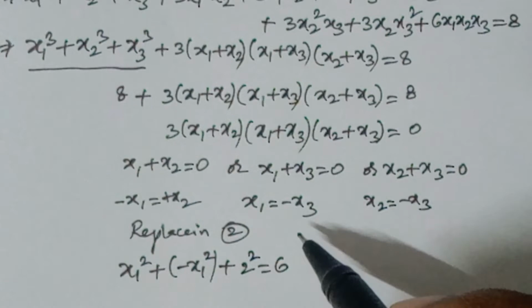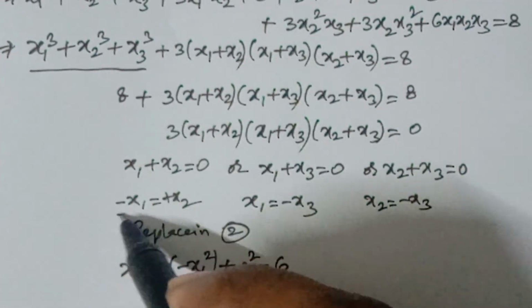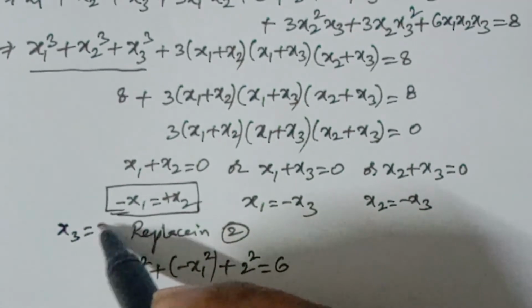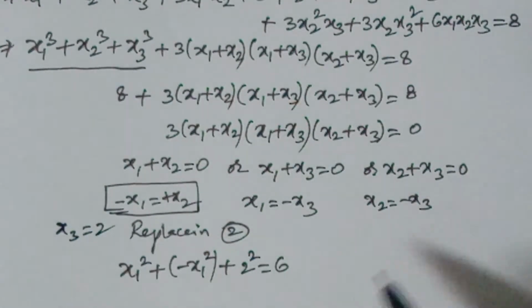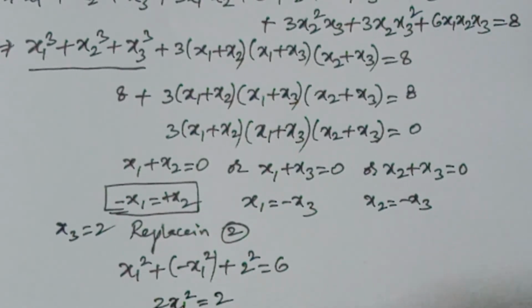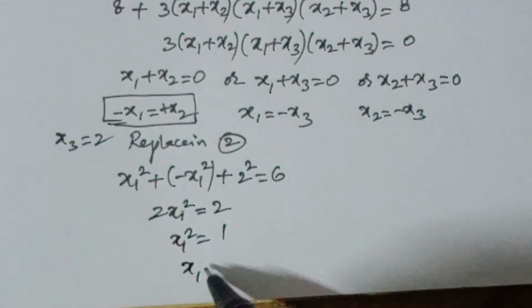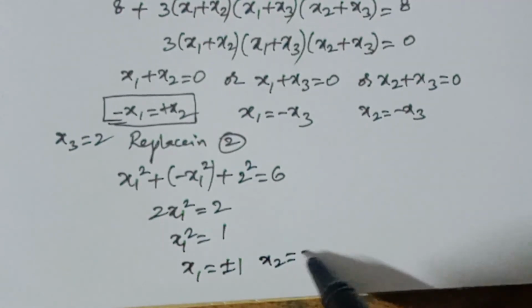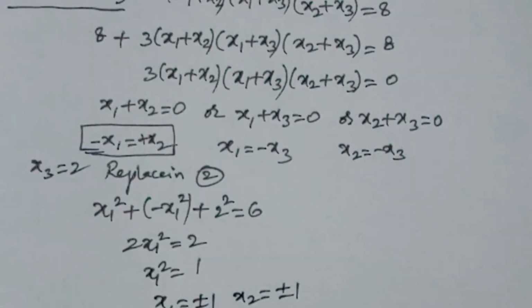Okay. So here if you get from the first one, the x3 value will be 2. If you replace this one, the x3 value will be 2. So here 2x1 square is equal to 2, x1 square is equal to 1, x1 is equal to plus or minus 1, x2 is equal to plus or minus 1.